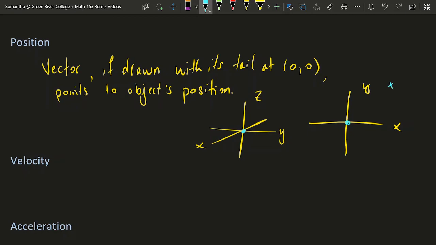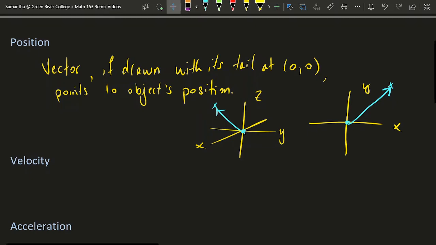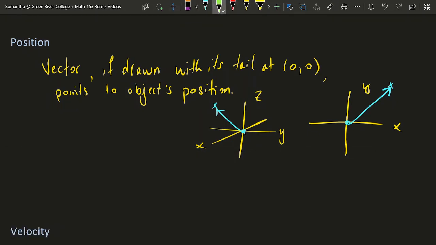Let's say it's up here marked with this blue x, over here marked with this blue x. The vector corresponding to that position would simply be the one which, if you decided to draw it from the origin, would point to that object's position. So this blue vector is the example in 2-dimensional space, and this blue vector would be the example in 3-dimensional space. In this case, what does the length of the vector represent? The length of the vector represents the distance between the point and the origin.